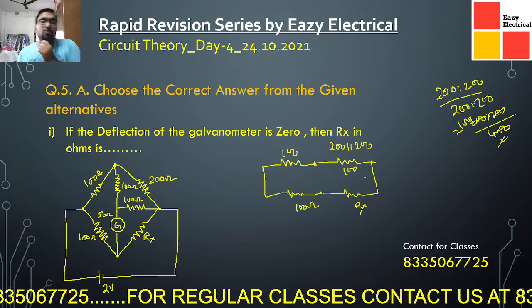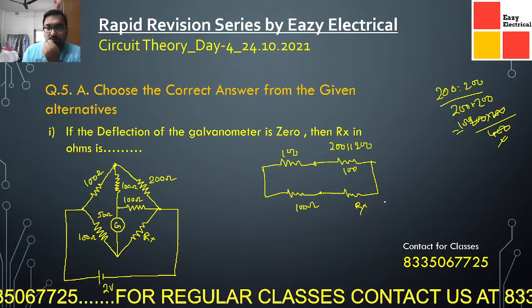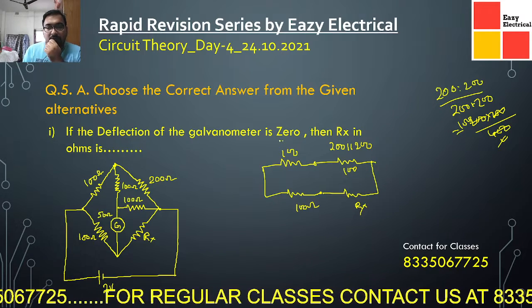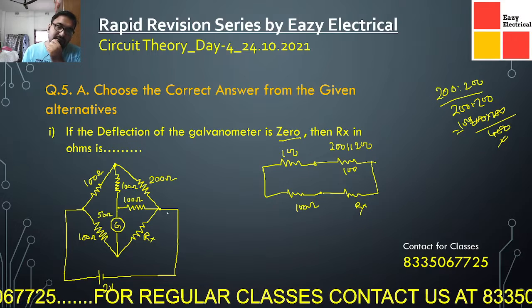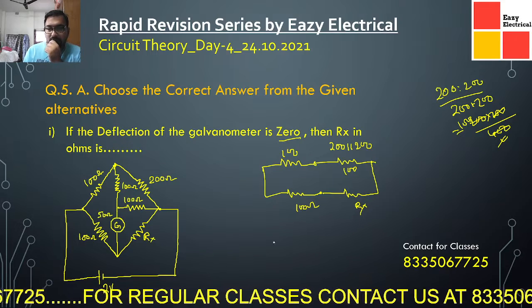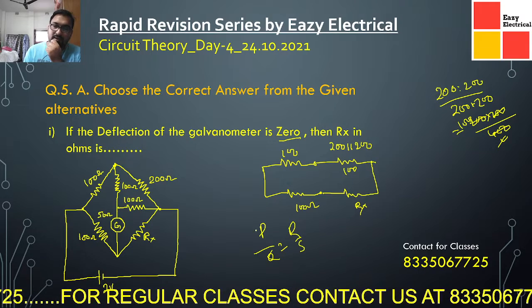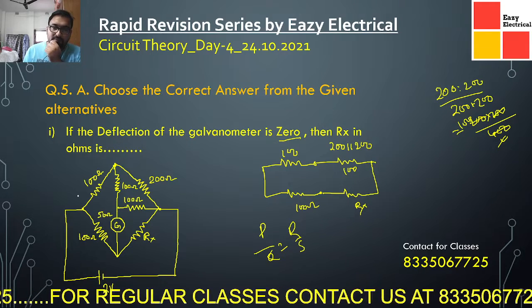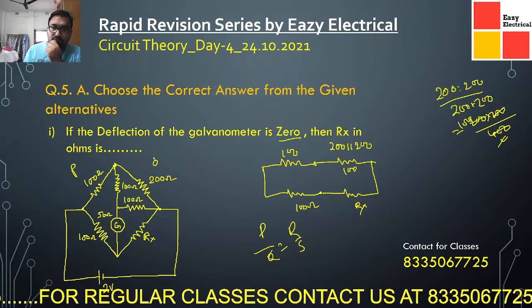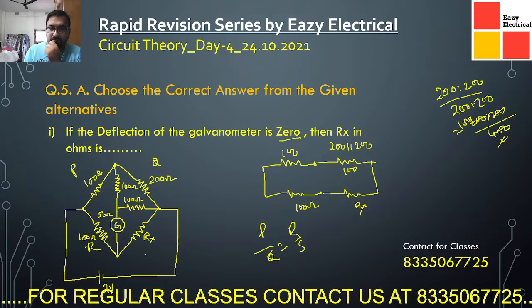See here, so here you can observe one thing. As the deflection of the galvanometer is 0, it basically indicates the circuit is at balance. If the circuit is at balance, we know that P by Q equals R by S. So from this observation we can get here that P, if suppose this is P, if suppose this is Q, if suppose this is R, and if suppose this is S.